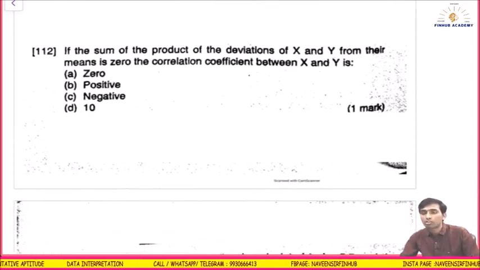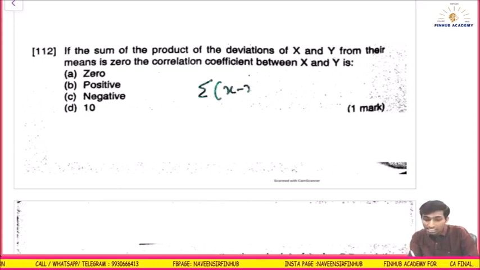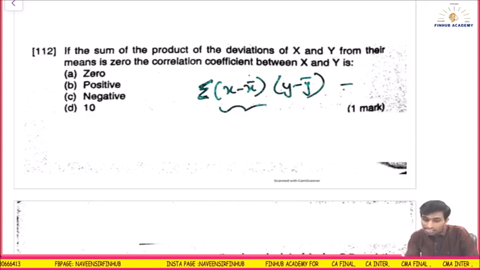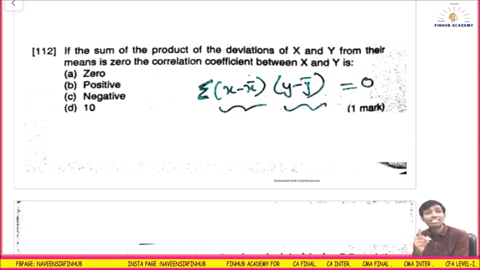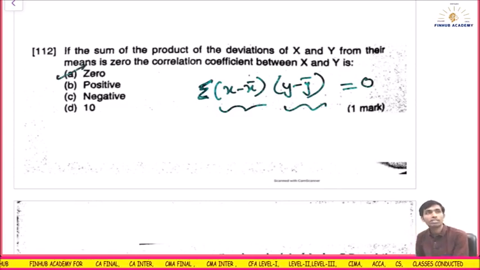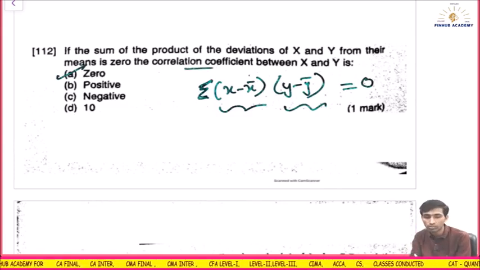If the sum of the product of the deviation of x and y from their means is 0, what they are saying is the sum of the product of the deviations, x minus x bar into y minus y bar, is equal to 0. This helps us to find covariance. That means the covariance numerator is this. Understood? So covariance is 0. That means R will be what? 0. So the correlation coefficient R will be 0, because the summation of x minus x bar into y minus y bar is 0.